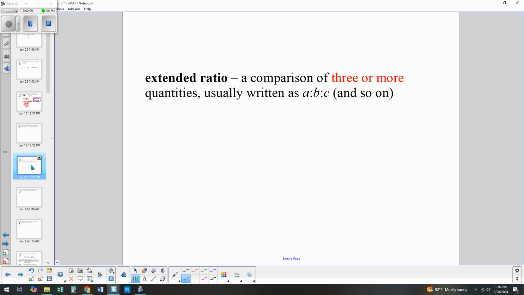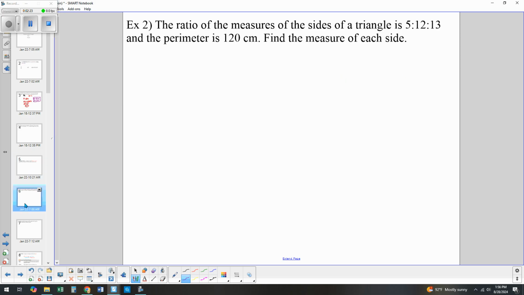An extended ratio is when you want to compare more than two numbers, so 3 or more. We'll often use this with angles in a figure or sides of a figure, but it could really be used for anything. Just anything that could be broken down into pieces that are not necessarily equal. So for example 2, the ratio of the measures of the sides of a triangle is 5 to 12 to 13, and the perimeter is 120 centimeters. Find the measure of each side.